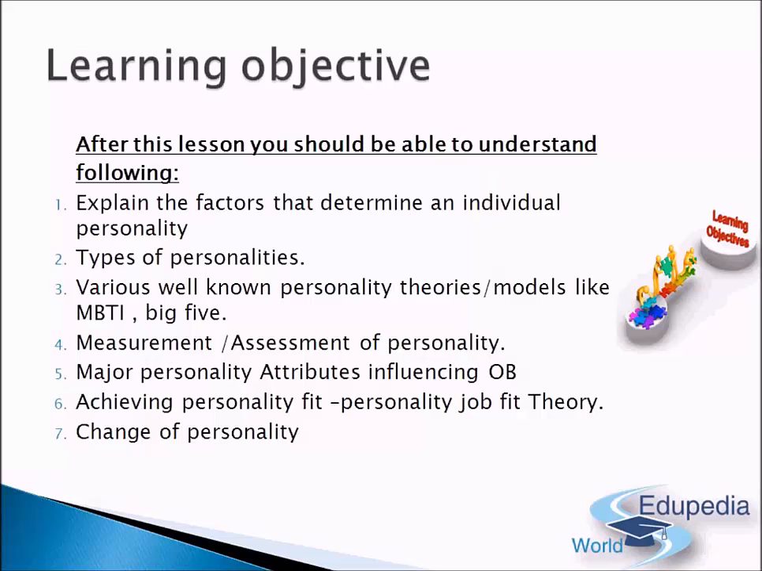The 2 famous models, namely the MBTI Model of personality and the Big 5 Model of personality, will be discussed in detail. Number 4, how do you measure or assess personality, which is very much essential for our work in the organization. Number 5, major personality attributes influencing organization behavior. Means how our topic of personality is connected to organization behavior. What are the various areas where it is influencing organization behavior.